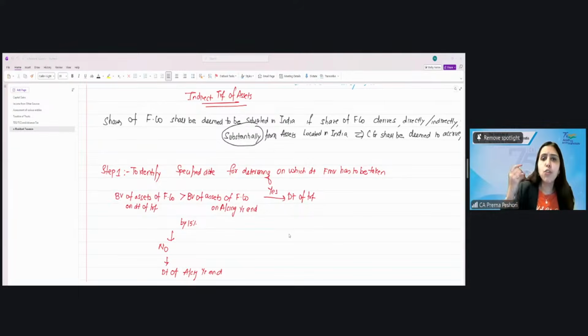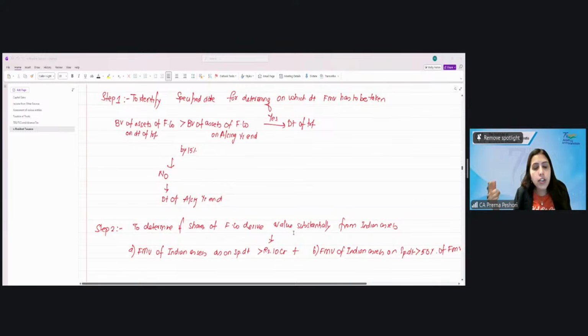The specified date for determining on which the FMV has to be taken is decided on the basis of whether the book value of assets of the foreign company as on the date of transfer of its shares is greater than the book value of assets of the foreign company on the accounting year end, total book value. If it is yes, then the specified date will be the date of transfer. If it is no, then you will take the date of the accounting year end.